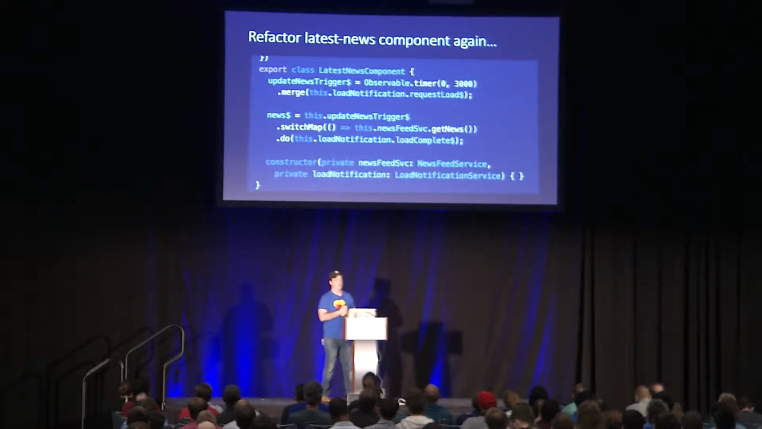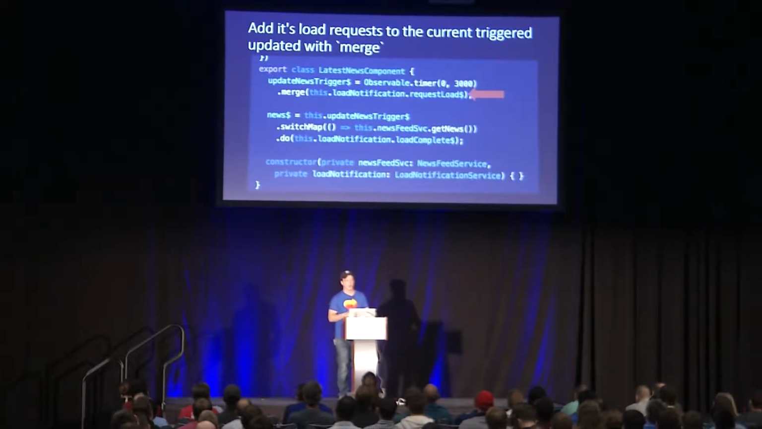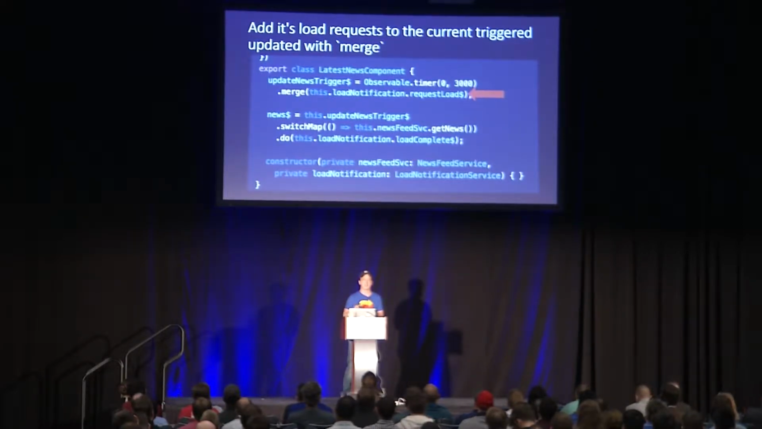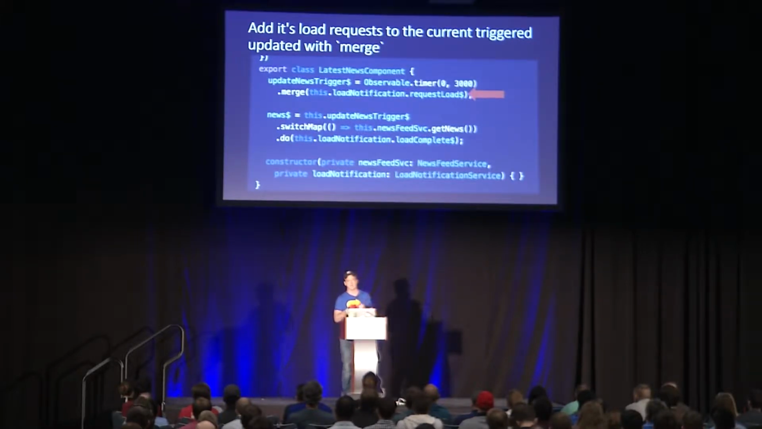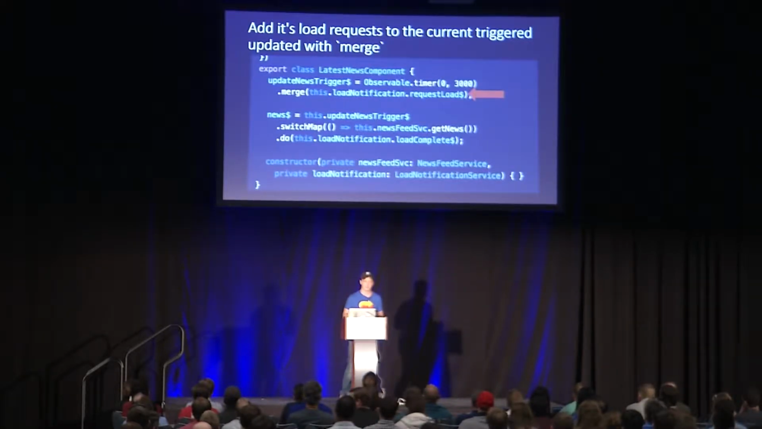We're going to have to refactor the latest news component again. One of the things we need to do is inject this load notification service. We're going to have to provide it. That was the simple service I just showed you a minute ago, so we can use it. And we're going to use it in two spots. One, wherever we had this update news triggers that was just a timer before, now I'm going to merge it with this request loads. That's saying that every time request loads notifies me, or anytime the timer notifies me, send out a notification. And we know that update news triggers is what's notifying to get that AJAX request to get the news, right? So now if either one of these things fires an event, either the timer or a requested load over that subject, it's going to go in and get that AJAX request.